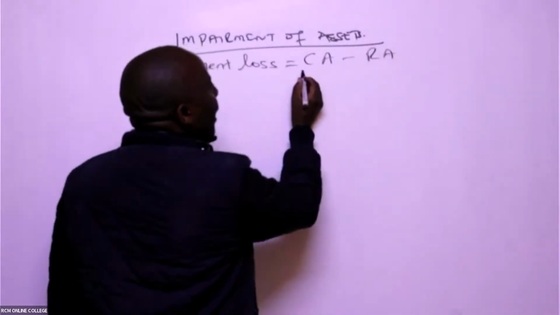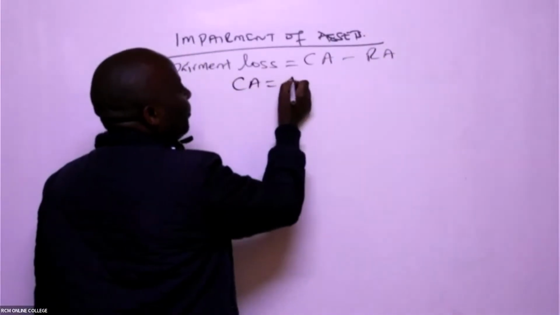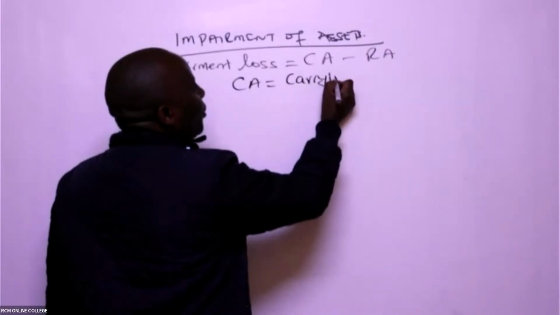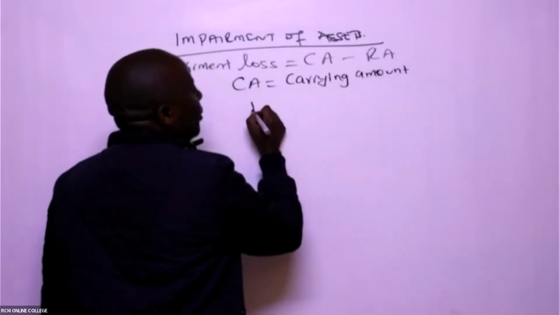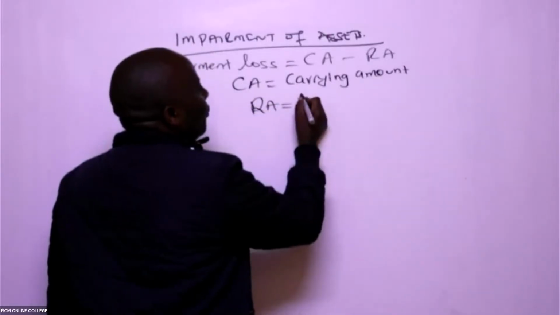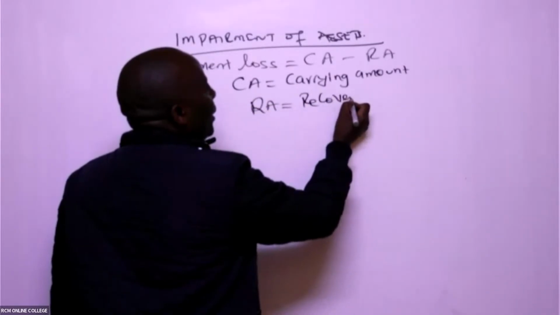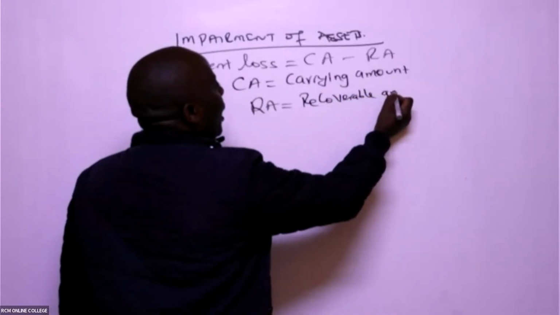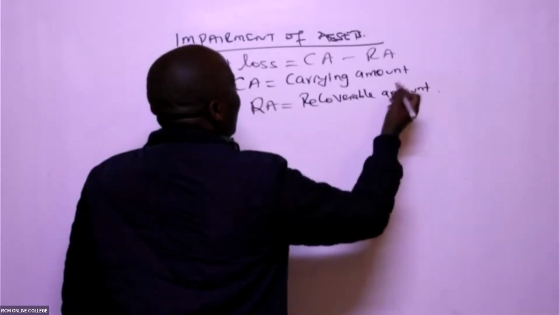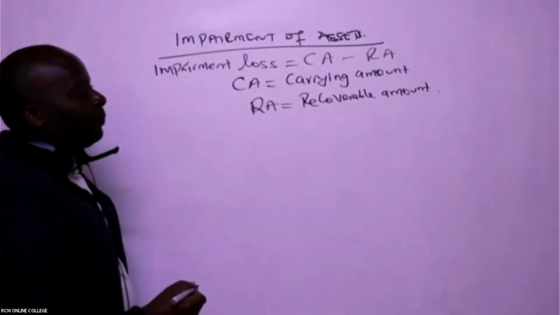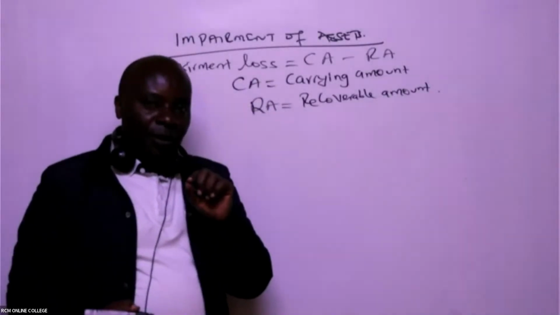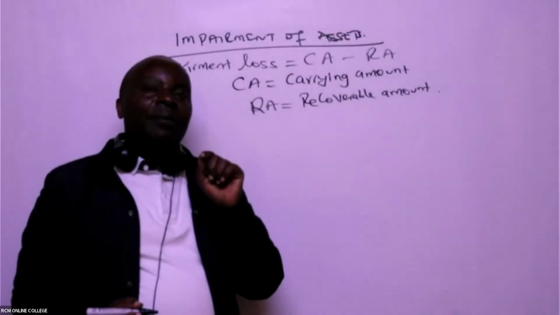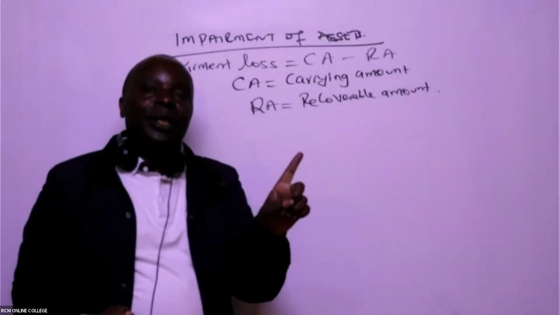So remember, this CA stands for carrying amount. And RA stands for what we call recoverable amount. So remember, carrying amount is also known as net book value. By the time you're getting carrying amount, we have already subtracted depreciation.